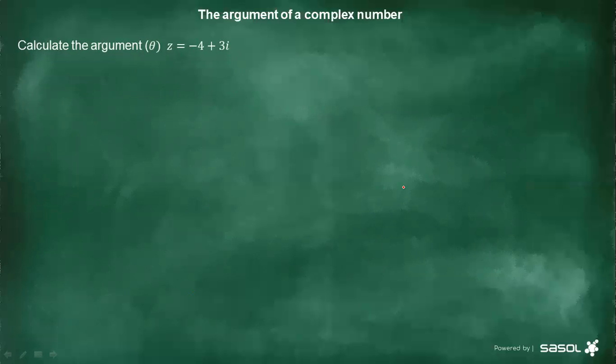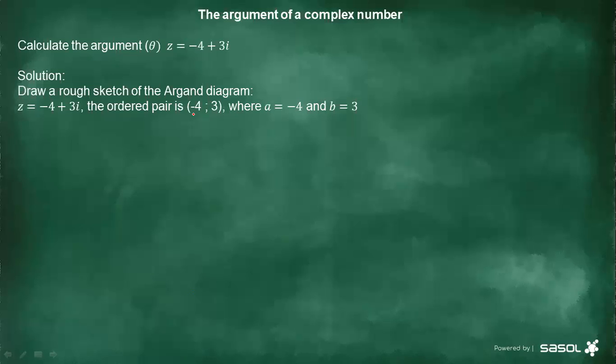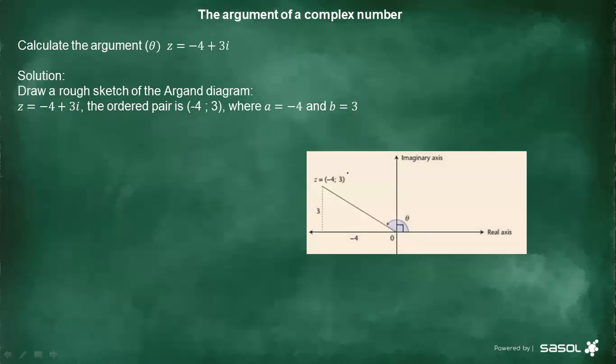Another question: calculate the argument of z equals -4 plus 3i. Then the solution on how do we calculate this one. First, draw the rough sketch of the Argand diagram. Then let's have a point. That point is (-4, 3), where x is -4 and y is +3. Then our diagram is going to be in the second quadrant.